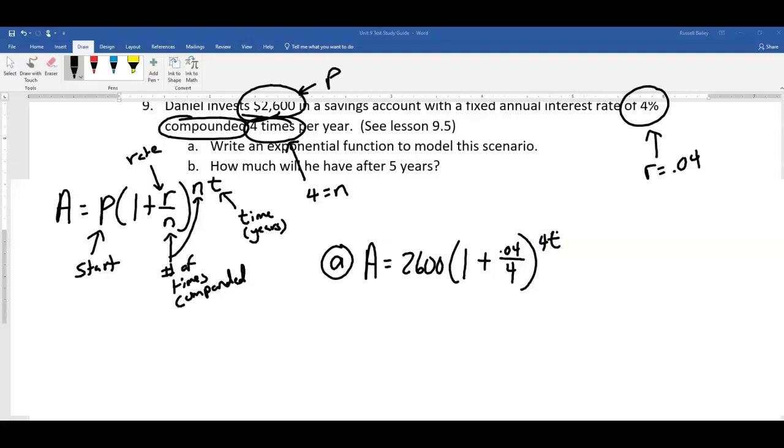Now, we should simplify this a little bit. To simplify the inside here, we're going to do 0.04 divided by 4 first on our calculators. Or you can maybe do it all at once, but you have to be careful about how you do that. For now, I'll just do 0.04 divided by 4, and I get 0.01.